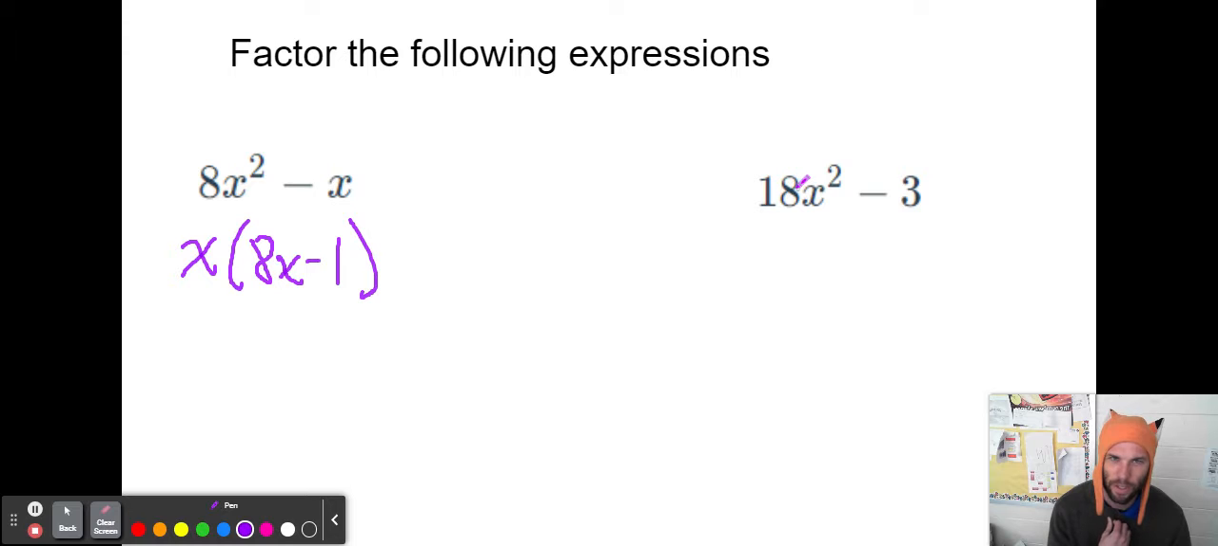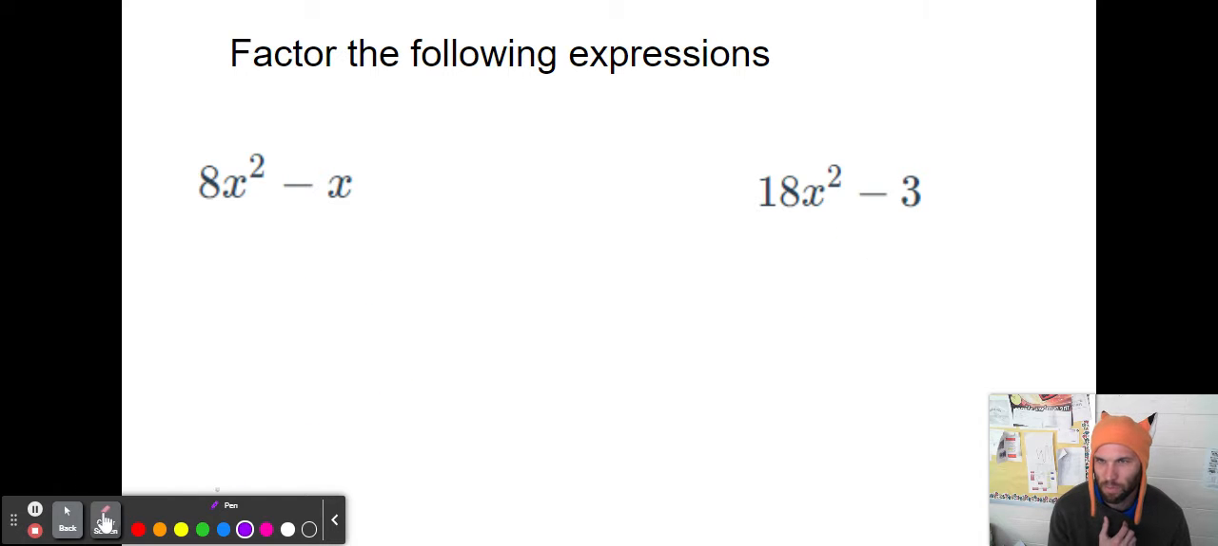Right here, 18x squared minus 3. 18 and 3, the GCF is 3. And then 3 times what is 18? That would be 6x squared. And then this is minus, now again, 3 times what is 3? It's 1. So that's how to do those.